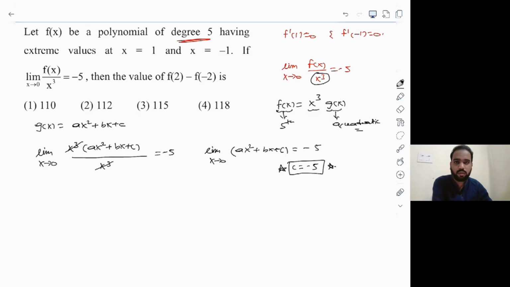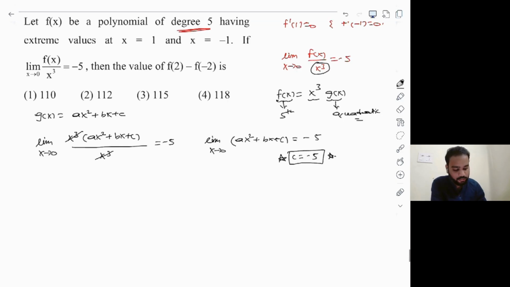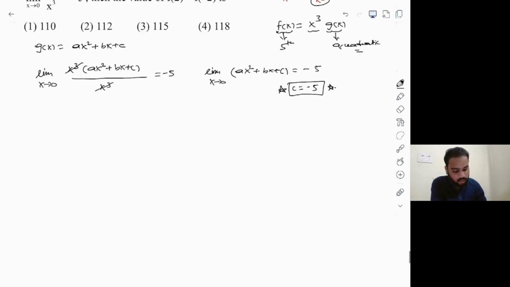But obviously we still need to find out two more values, a and also b, right? So for that we have the two important conditions of extreme values, that is f dash of 1 is 0 and f dash of minus 1 is also 0. I think now you know what to do, right? Directly you have the function f of x with you. f of x is equals to x cube multiplied by ax square plus bx plus c. That is what we have taken, but already we have got c is equals to minus 5. Now let me differentiate this one.